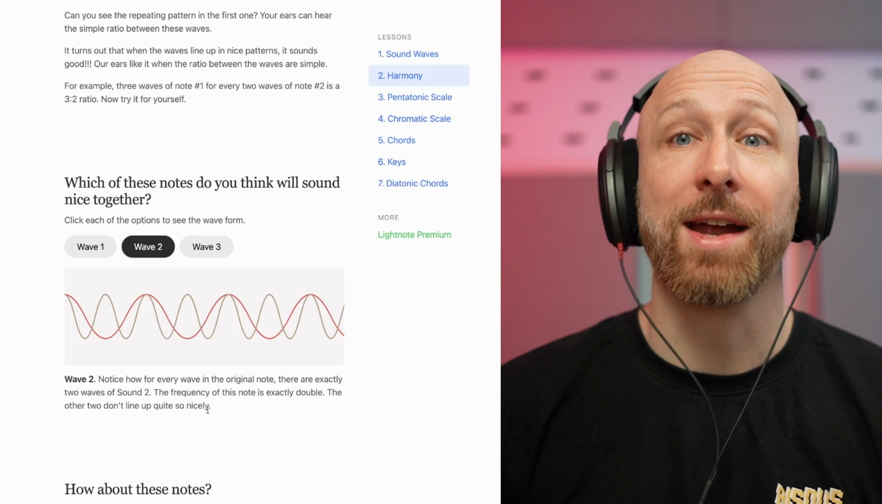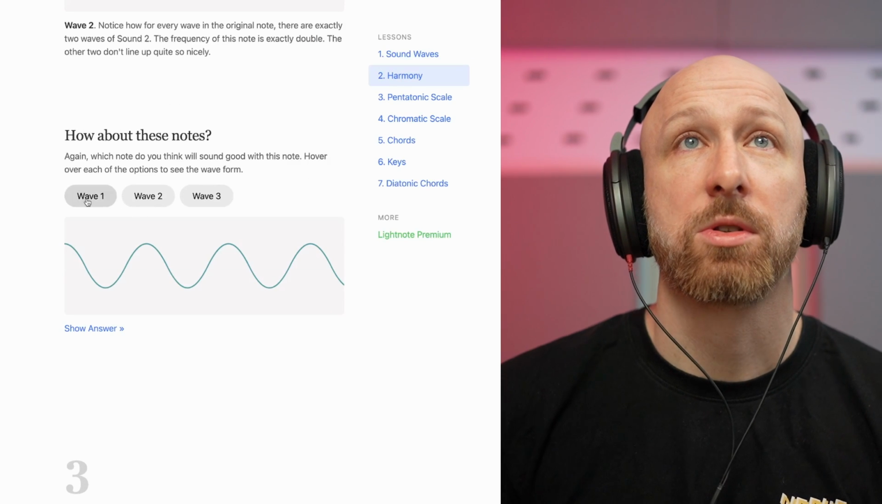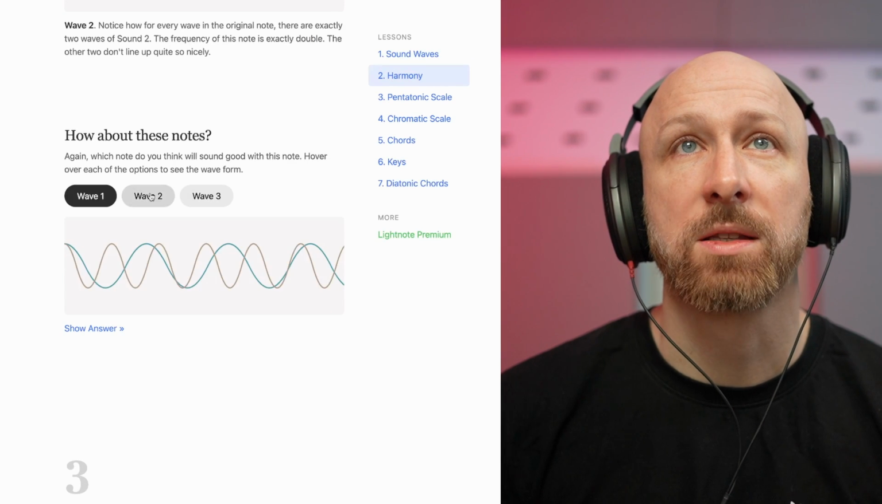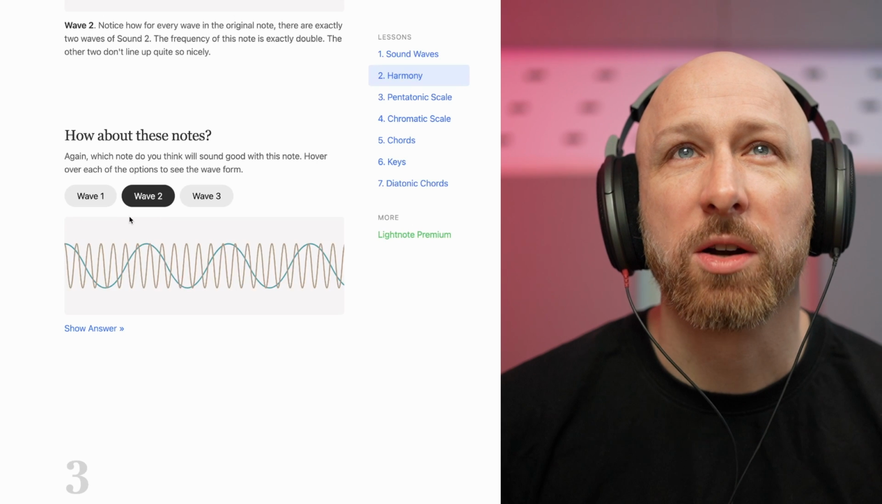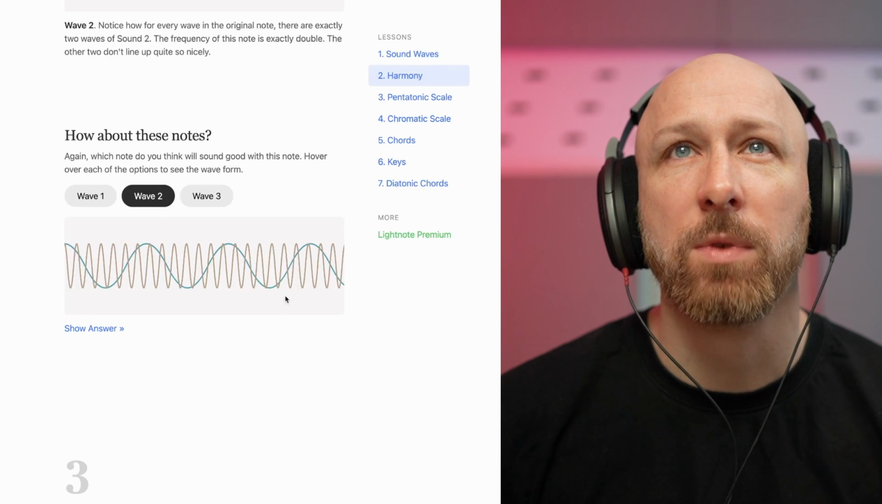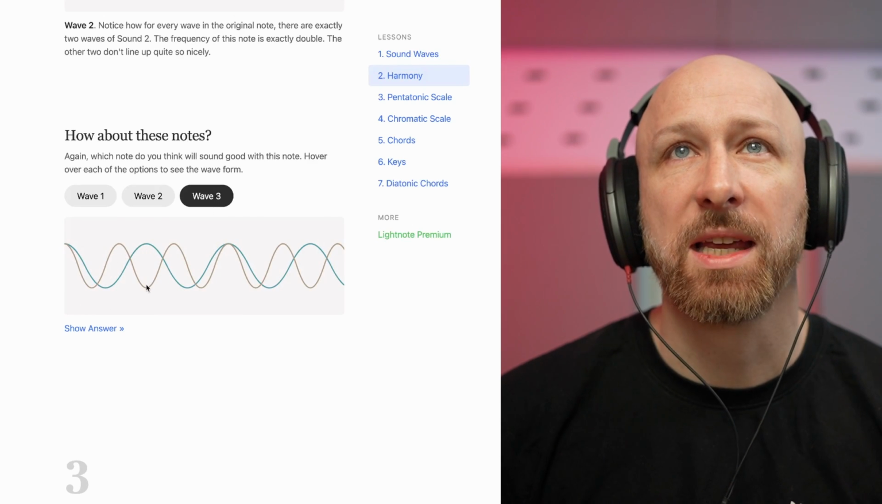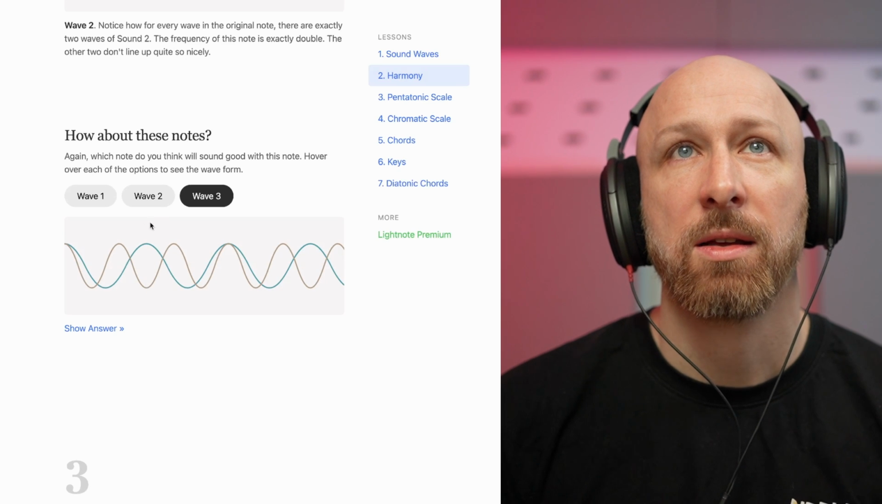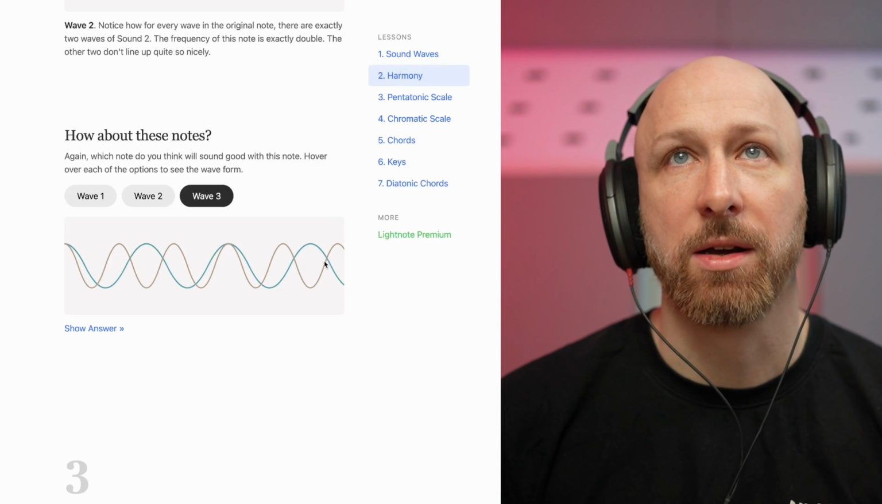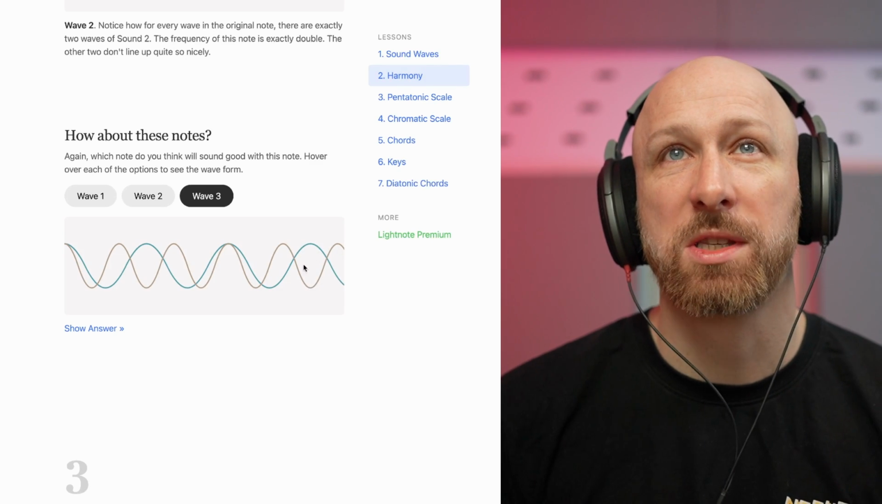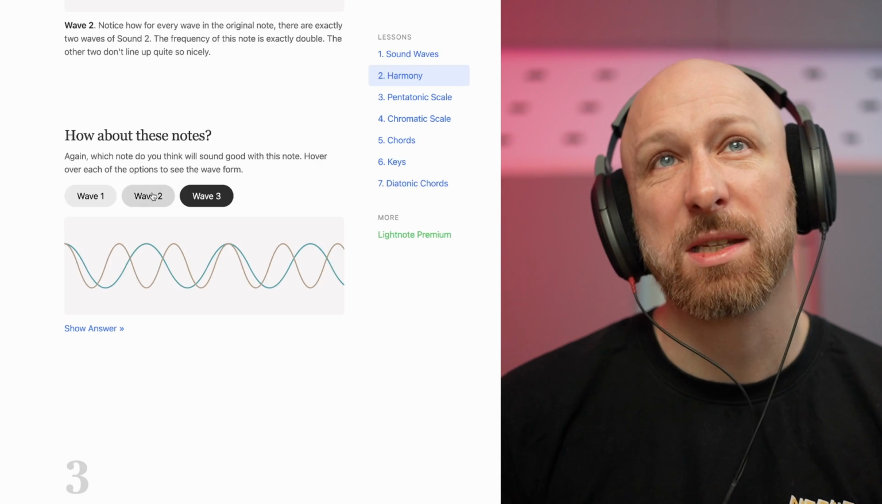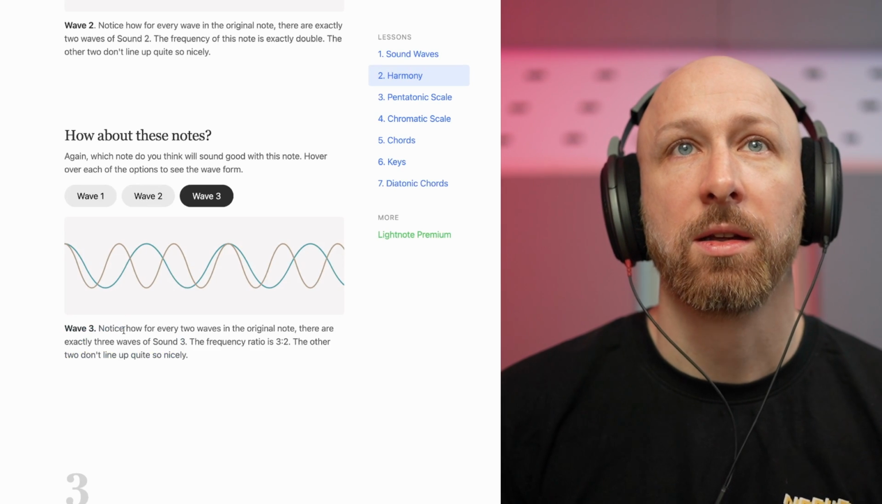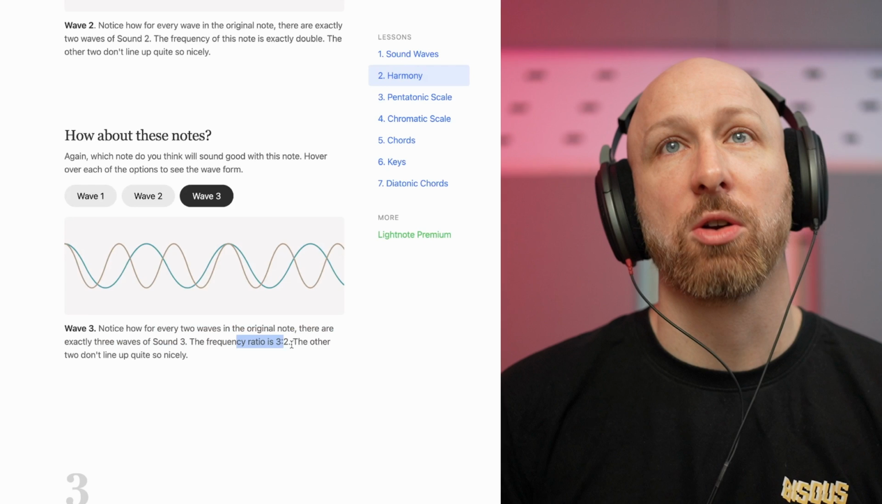The other 2 don't line up quite so nicely. How about these notes? Again, which one? Not seeing it. Ooh, it's hard to see. However, no. I'm going to say yes, because I think that, for example, this pattern here and this pattern here seem to line up nicely. So it's once every maybe 3 cycles. So let's see. Yes. The frequency ratio is 3:2.